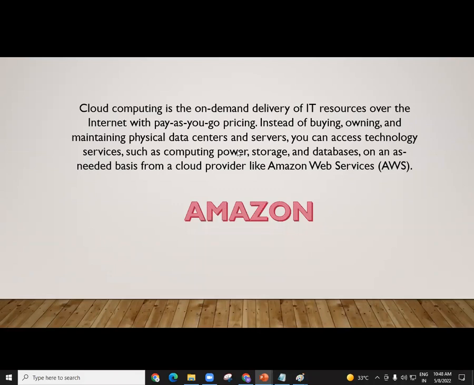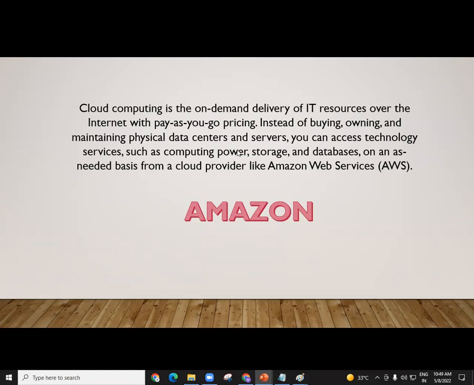So IT resources over the internet with pay-as-you-go pricing, instead of buying, owning, and maintaining physical data centers and servers. Remember, buying, how much money we need to pay. Owning means we need to bring and make connections. Maintaining means again connecting all the devices. It's a huge task. So instead, you can access technology services such as computing power, that is server, and storage, that is the data center, the hard disk, on an as-needed basis from a cloud provider like Amazon Web Services.